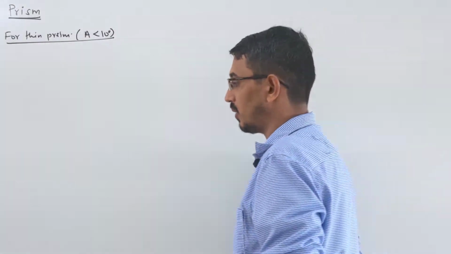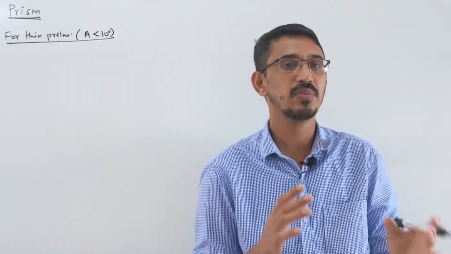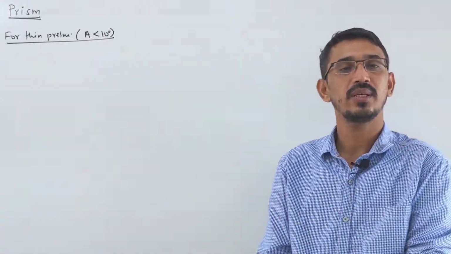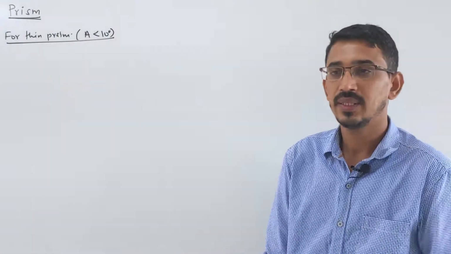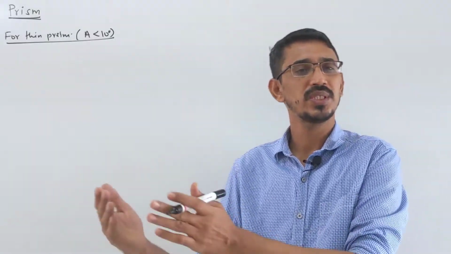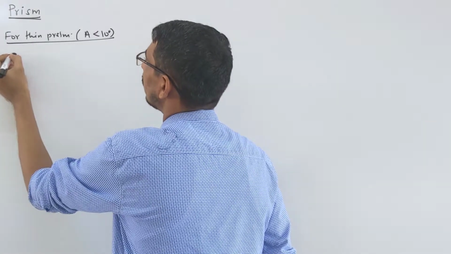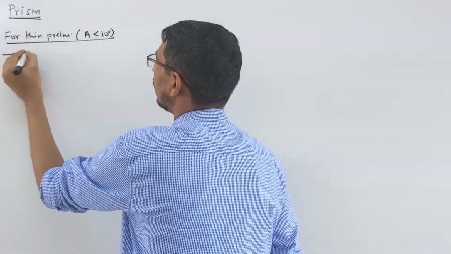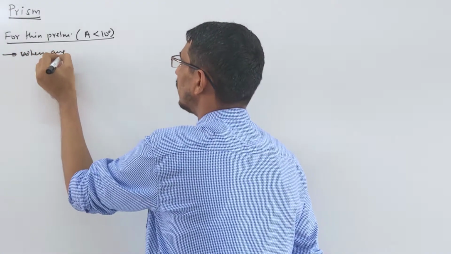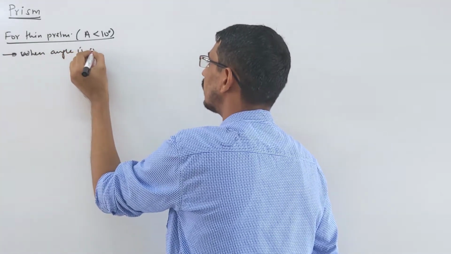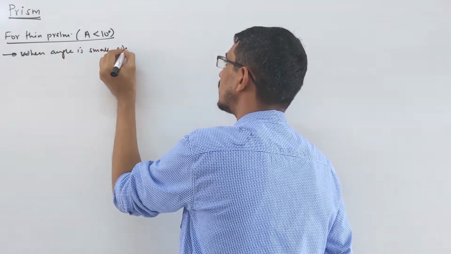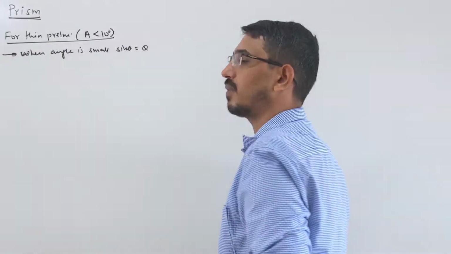Then look what happens. In physics we know that when the angle is very small, sine theta is equal to theta, and tan theta is also equal to theta. Sine theta is equal to tan theta, equal to just theta itself, when the angle is very small. So when the angle is small, sine theta is just equal to theta itself.